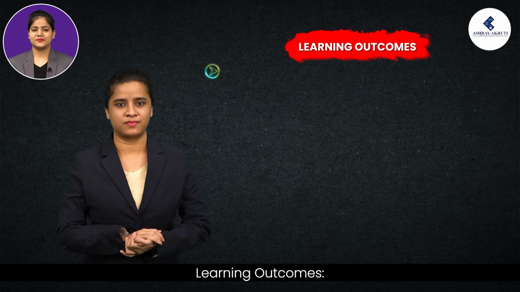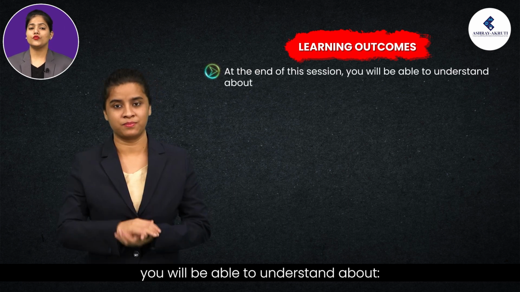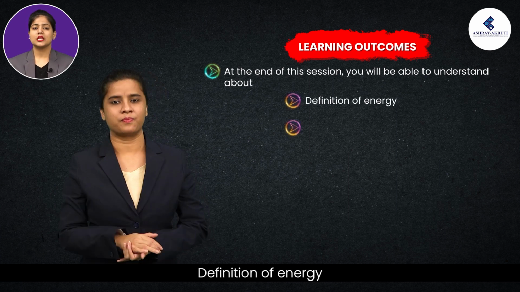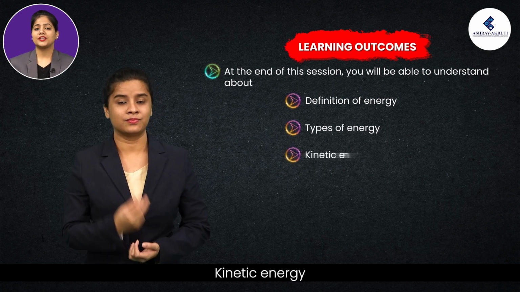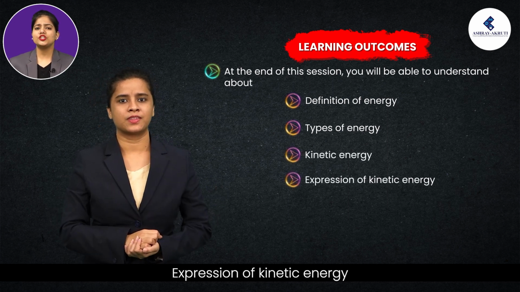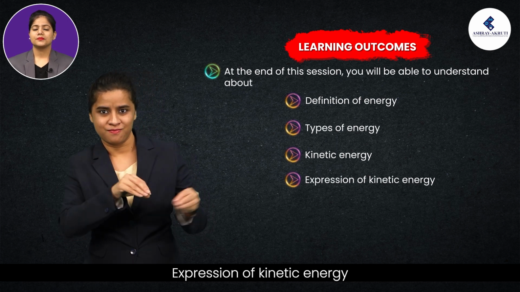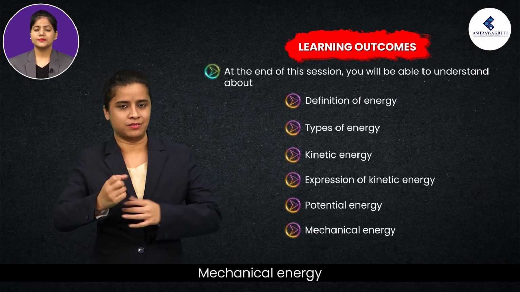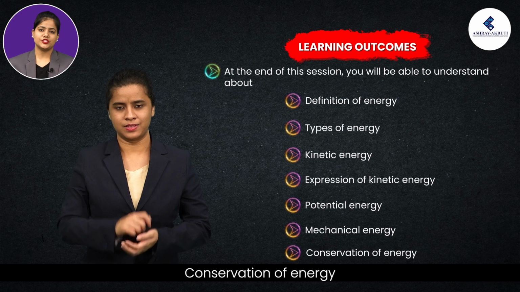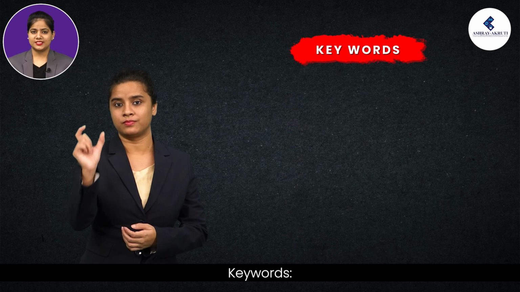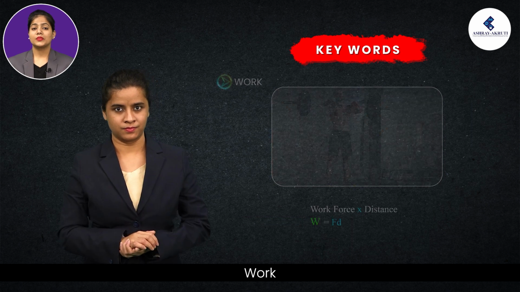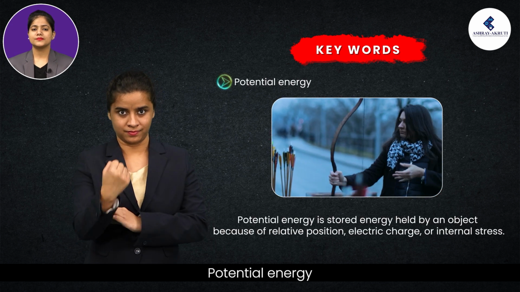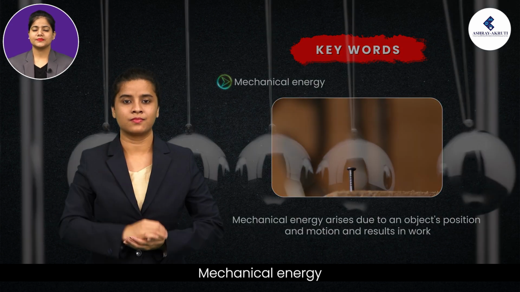Learning outcomes. At the end of this session, you will be able to understand the definition of energy, types of energy, kinetic energy, expression of kinetic energy, potential energy, mechanical energy, conservation of energy. Keywords: work, energy, kinetic energy, potential energy, mechanical energy. Concept map.